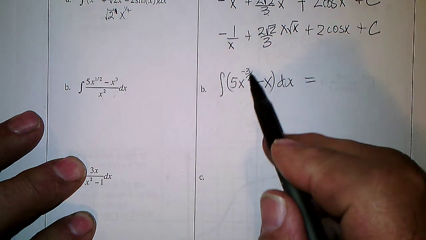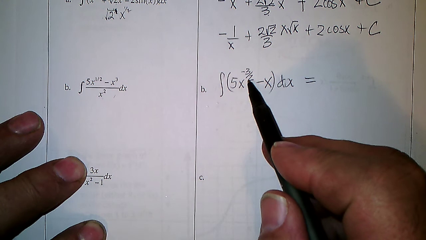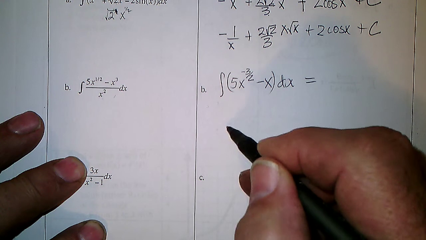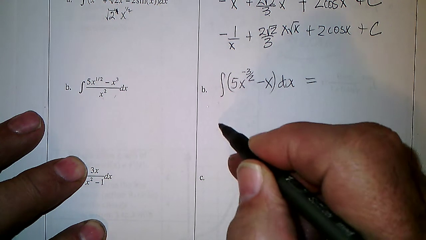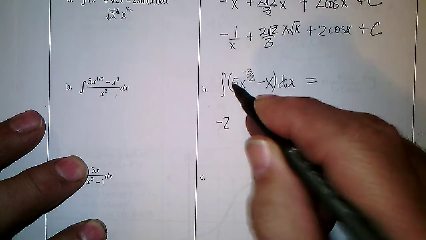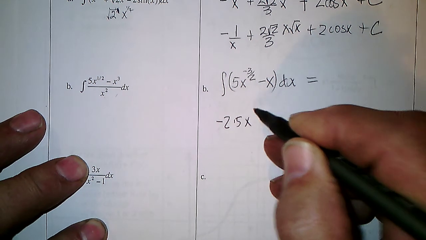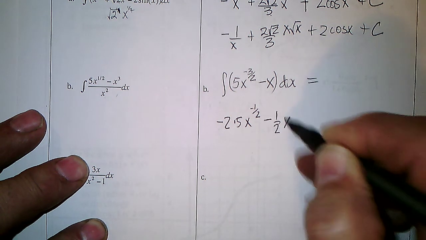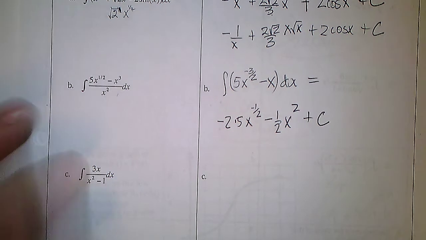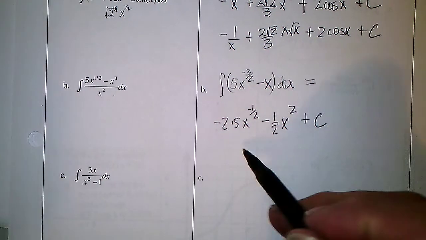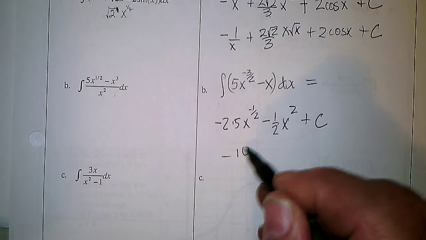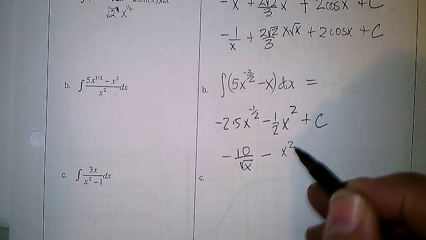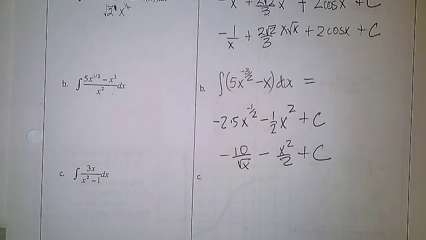So this would be, increase that by 1 or 2/2, that'd be minus 1/2, so it would be divided by a minus a half, which is times negative 2 times 5, x to the negative 1/2, minus 1/2 x squared plus c, or minus 10 over the square root of x minus x squared over 2 plus c. Something like that.